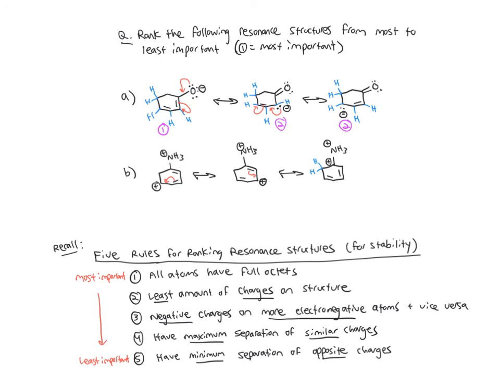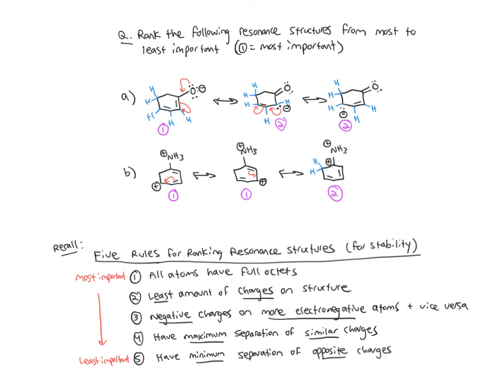There's no more rules that are really going to help us to differentiate anything because we don't have opposite charges in the molecule. And so automatically we know that these are going to be tied for being the best structures, and the one with the positive charges right next to each other is going to be the last and the least contributor.